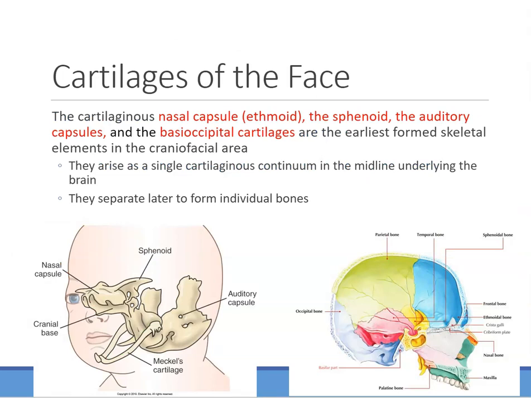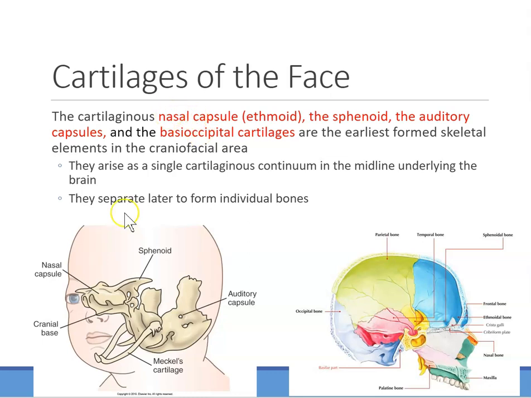Let's look at the face. So there's cartilage of the face. The cartilage, again, is a firm tissue that becomes bone. Initially, before it actually becomes bone, it's one whole cartilage of the face, all connected as we see here. It's like a single cartilage, and then it eventually forms into separate bones.